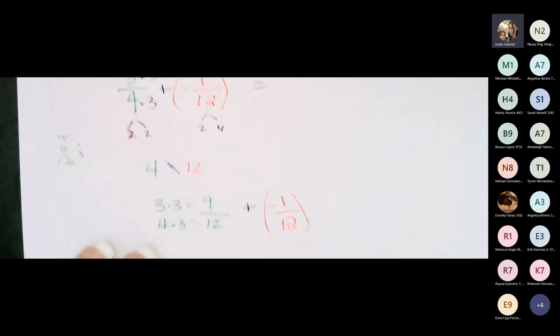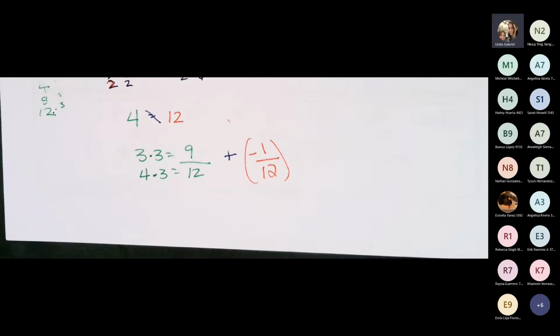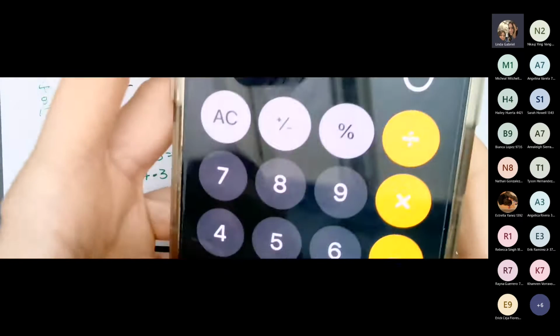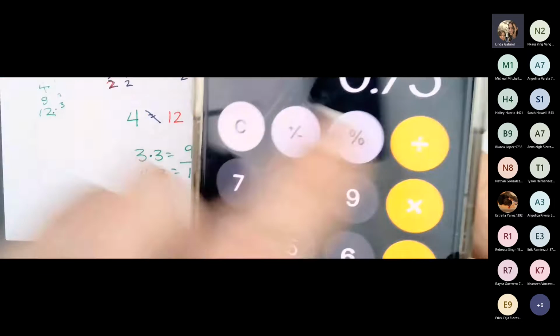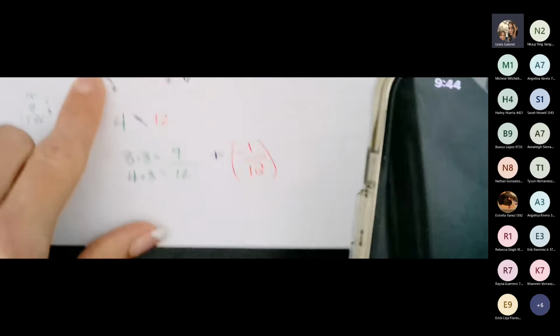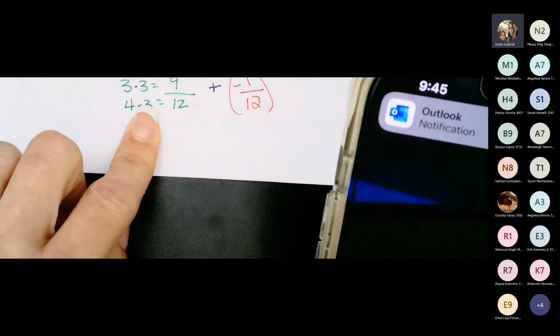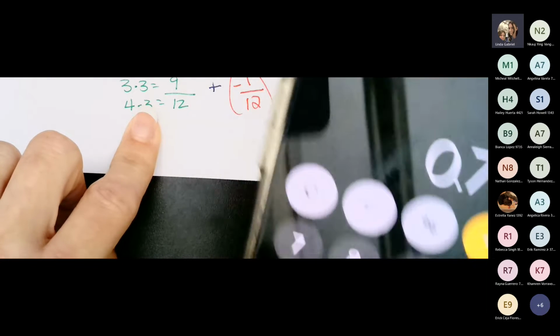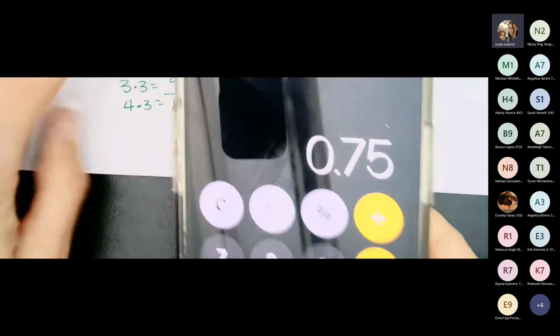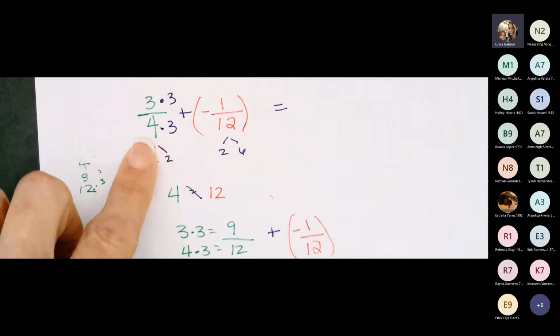Remember, if you're not 100% sure of your math skills, you're not sure if it is equivalent, you can take your calculator, your phone, or even look up a calculator on your computer. There are calculator apps, and we can do 3 divided by 4, right? That gives us 0.75 from our original fraction. Then we can take 9 divided by 12. That gave me 0.75 as well. So I know that my fractions are equivalent, right?